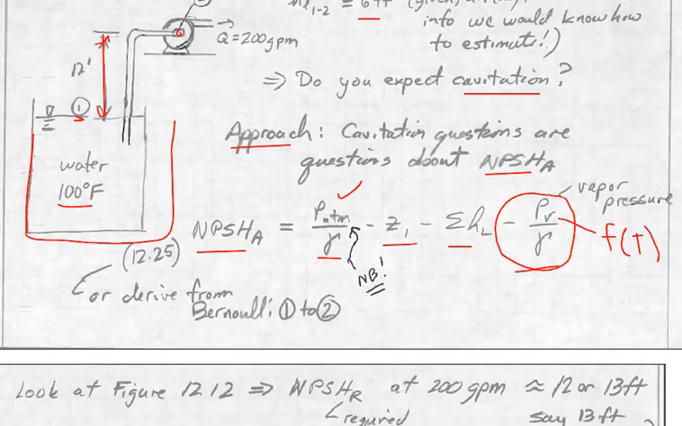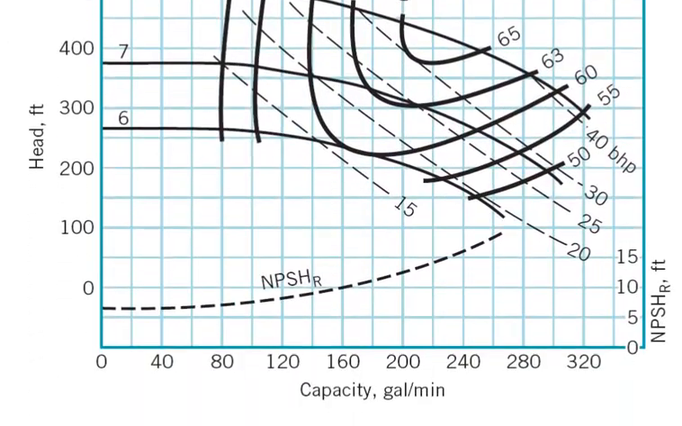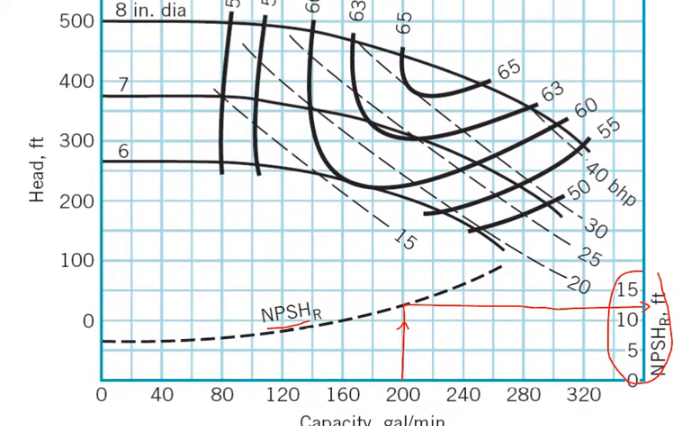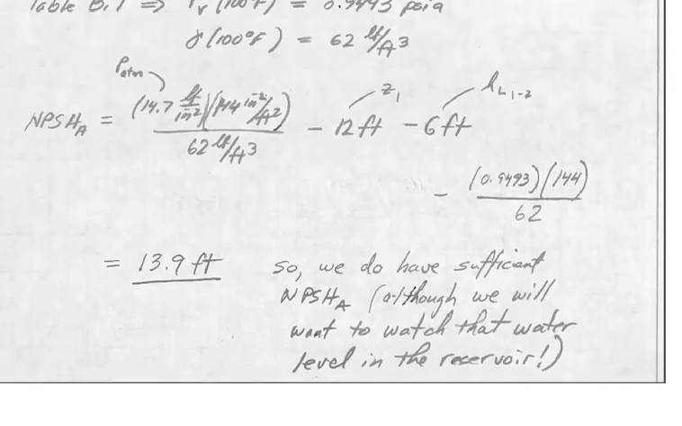So if we look at the chart, we're interested in the required net positive suction head for the pump. So basically this problem is asking, is NPSHA greater than NPSHR, the required net positive suction head by the pump. So that's this scale over here, and we're operating at 200 gallons per minute. We go here, like so, and we go over here, like so, and we're talking about 13 feet of head is needed to get this pump going without cavitation occurring. That's basically all we need this figure for in this case.